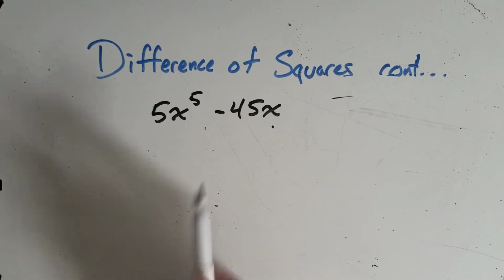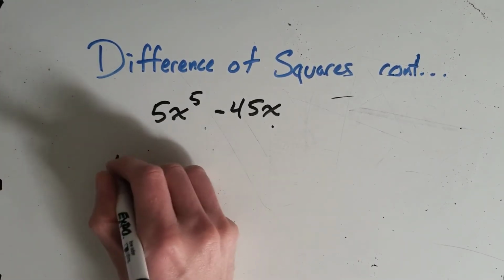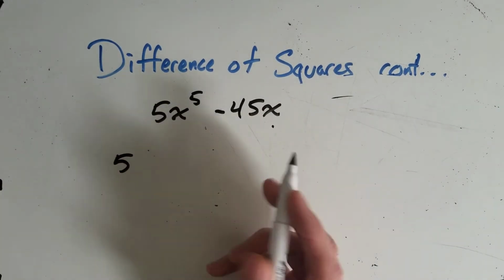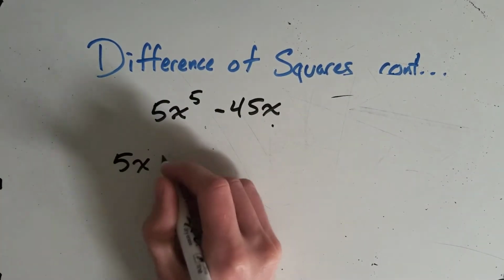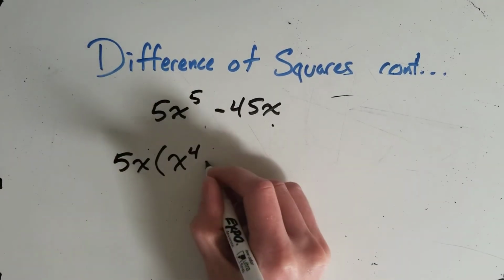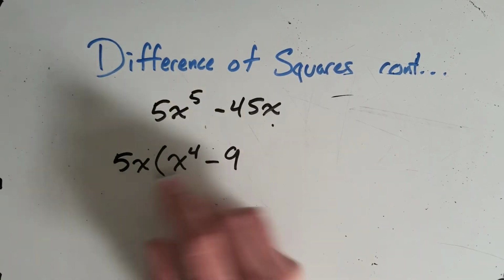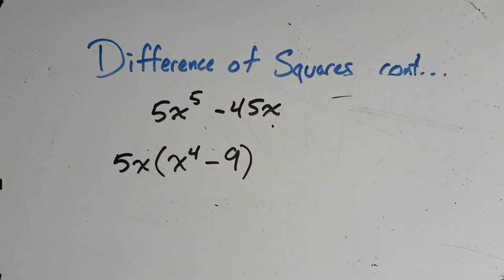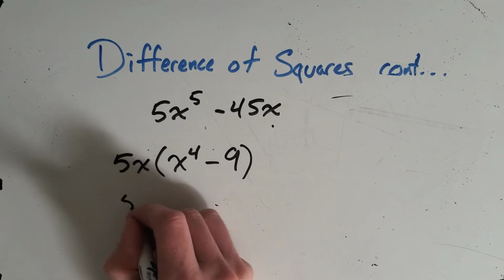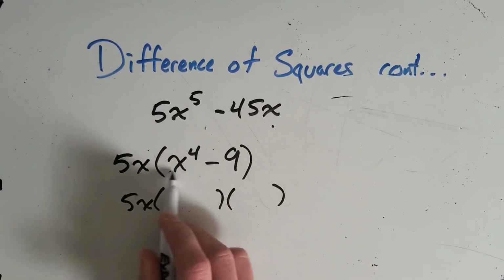Is there a GCF? Both these two terms have a 5 in common, so we can factor out a 5. And they also both have an x in common, so we can take a 5x out. Over here you're left with x to the fourth, and over here you're left with minus, we took a 5 out, so you have 9, and you took the x out, so minus 9. So we have 5x, and we should notice that this is a difference of squares right here.